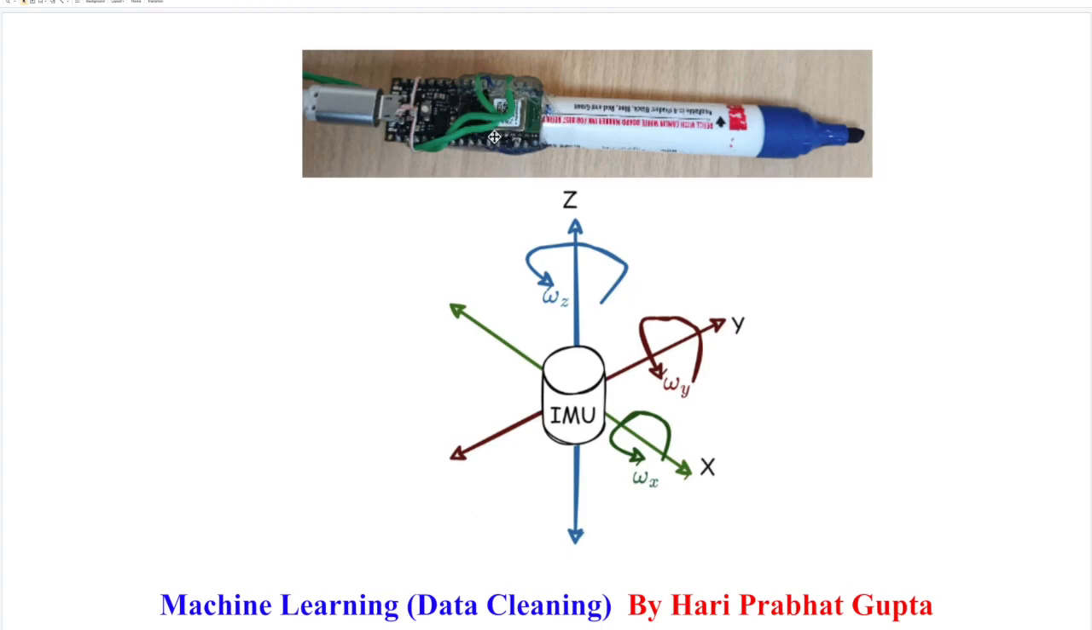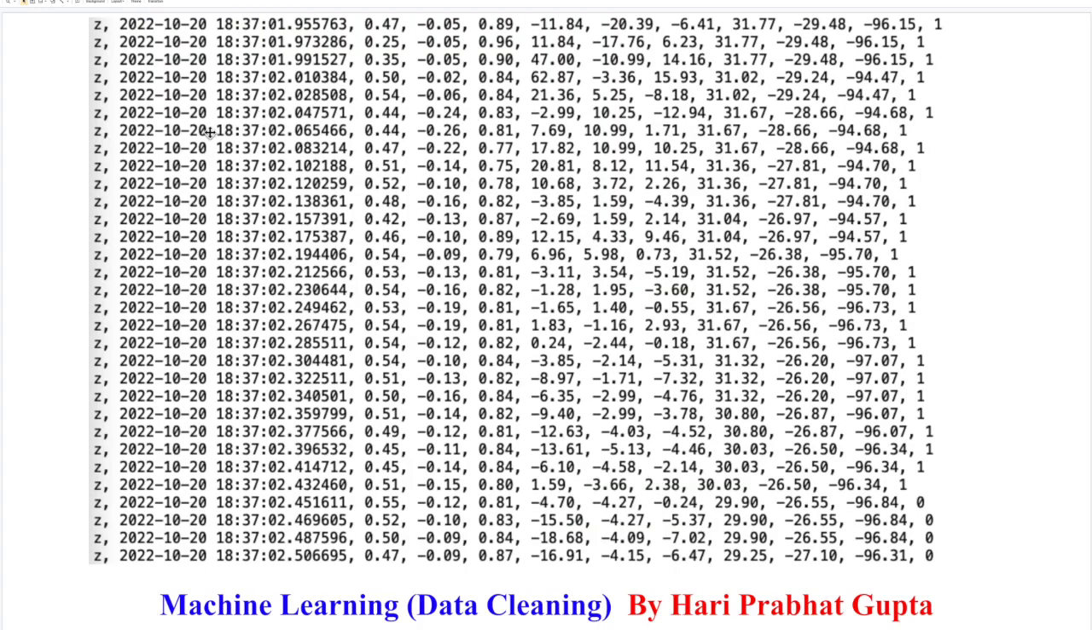This marker, at the top of the marker, has an IMU sensor, which is a 9-axis sensor: 3 axes for accelerometer, 3 axes for gyro, 3 axes for compass. So this is the 9-axis sensor. This is the collected data set. So Z is the character.